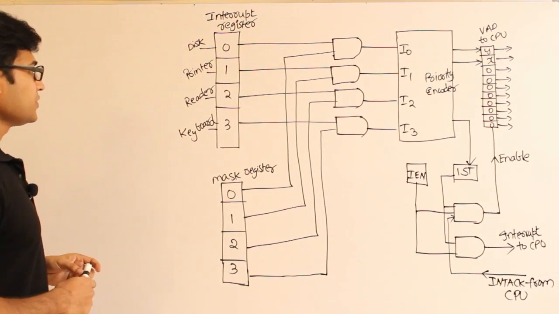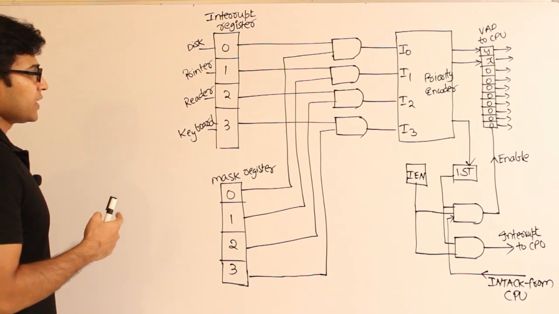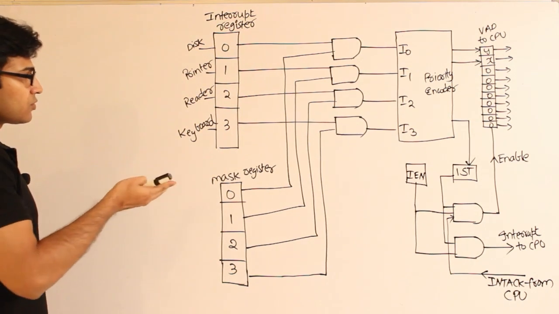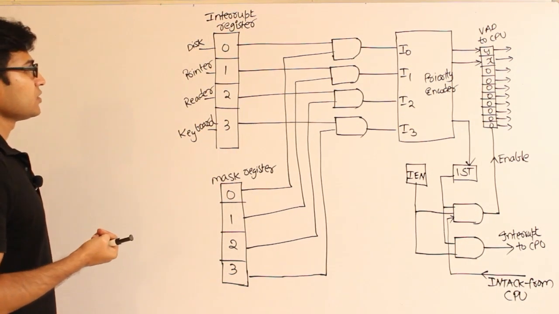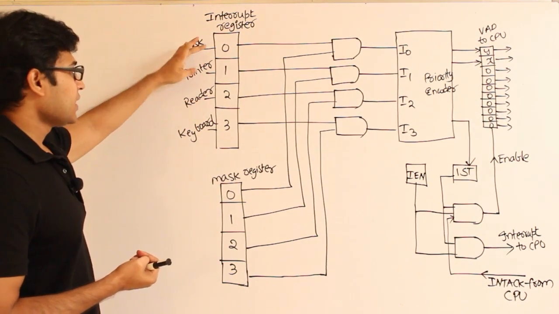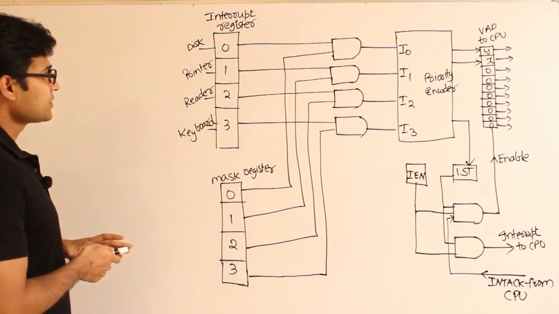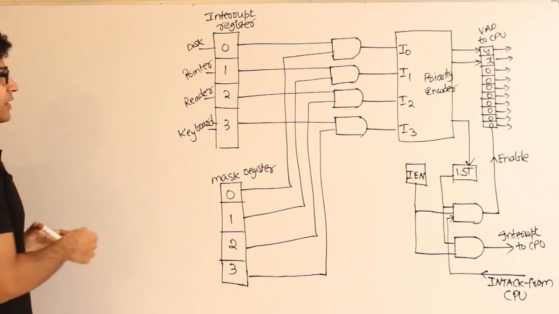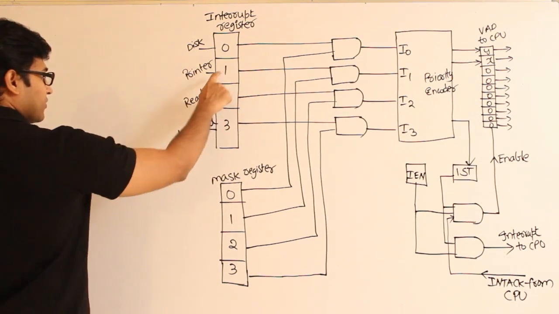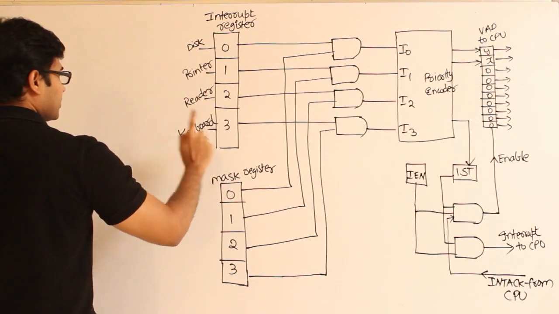Here, instead of having the same line, each device is allowed to raise the interrupt, and that interrupt will be allowed to pass through parallel channels. If you observe this, we have a dedicated register. In this register, each bit is dedicated to one IO device. If the disk wants to send an interrupt, it will set this particular 0 bit as 1. If the printer wants to send an interrupt, it will set this bit as 1. Reader, this bit as 1. Keyboard, this bit as 1.